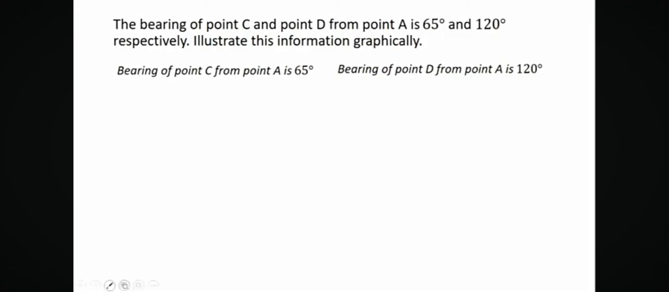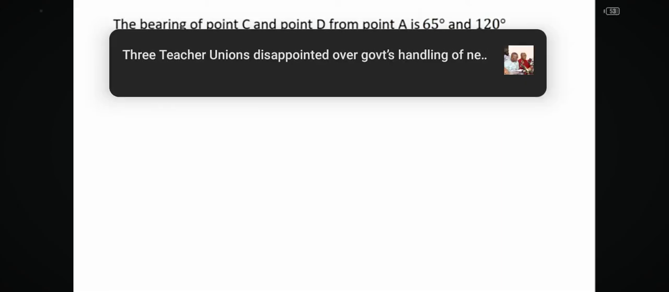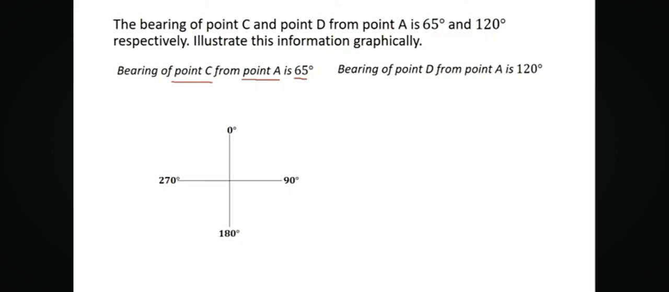We said that in order to represent this bearing, what you need to do is to find your starting point. Our starting point is point A. Our ending point is point C, and the angle is 65 degrees. So you draw your diagram. Since this is a three-point bearing, I will draw the diagram with the angles on it.